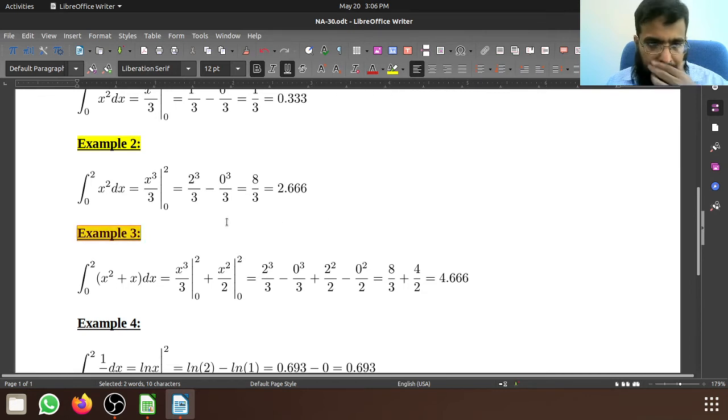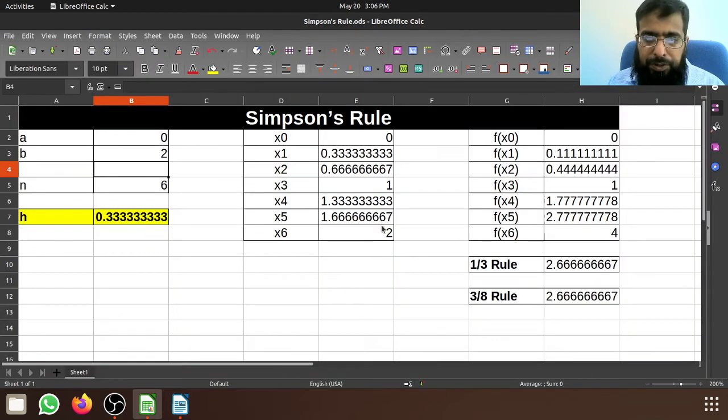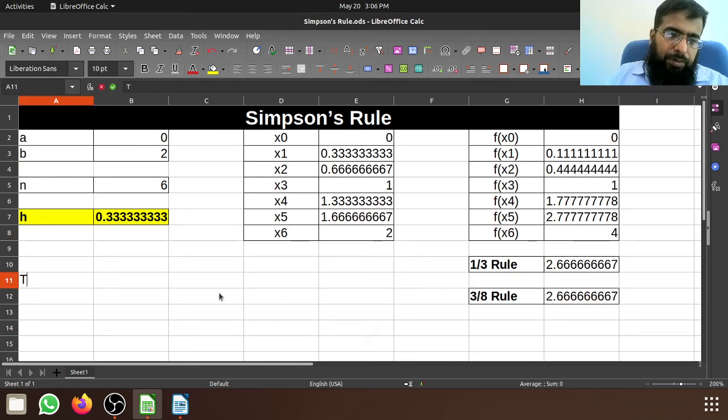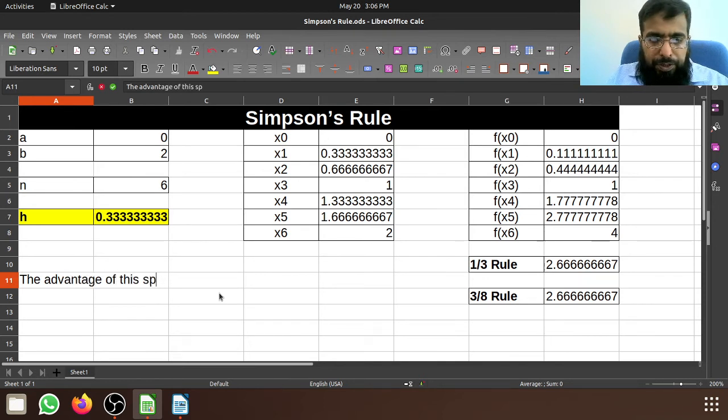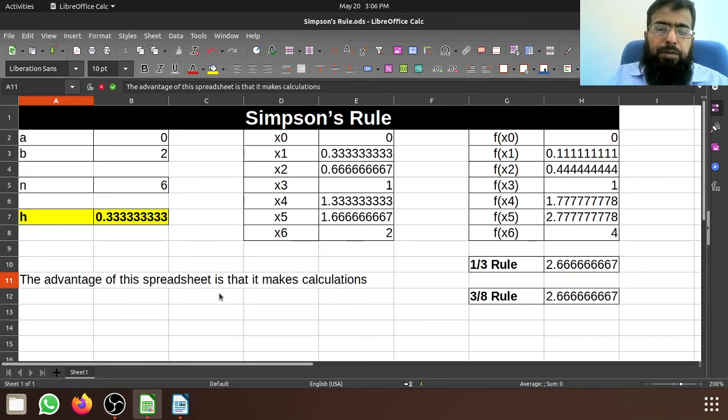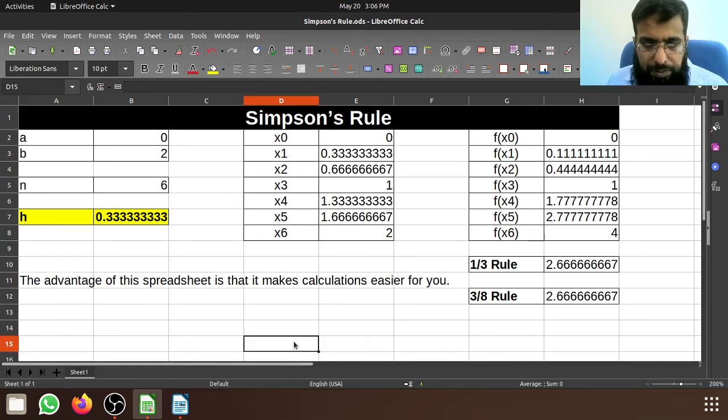So actually this spreadsheet is making calculations of Simpson's rule easier for you. So the only advantage of this spreadsheet is that it makes calculations easier for you, right?